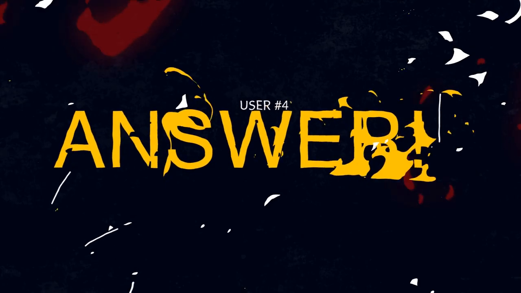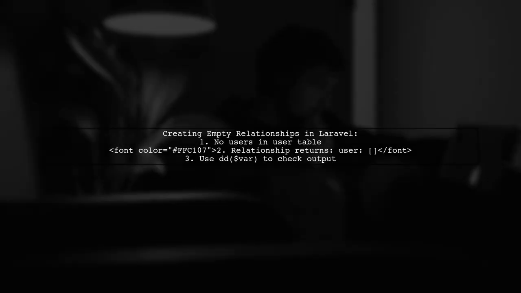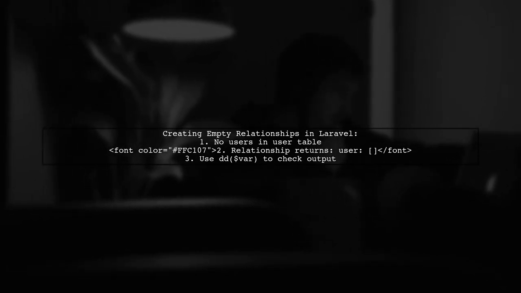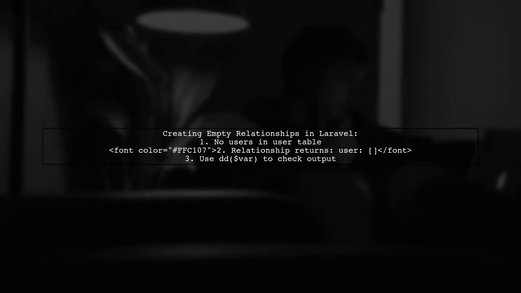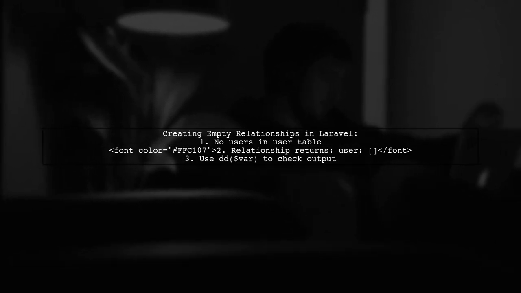Let's now look at another user-suggested answer. In Laravel, if there are no users in the user table, the relationship will return as an empty array. You can check this by using dd on your query to see the output.